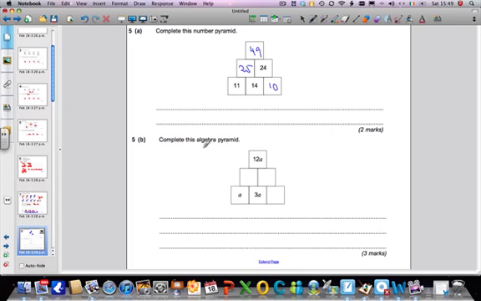Now we're asked to complete an algebra pyramid. So I'm going to start with this box here. A plus 3a is 4a. Now what would I add to 4a to get 12a? It must be 8a. And what would I add to 3a to get 8a? It must be 5a. And again, you can check off your answer.